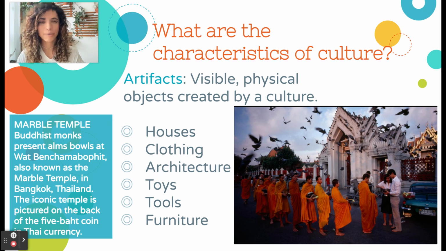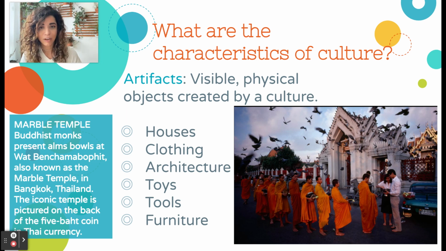So in this example that we see here, go ahead and take a look at this photo. This is the marble temple located in Thailand. And here we see Buddhist monks presenting alms bowls at this temple. So the bowls themselves, that is an artifact. Take a minute to look at it. What kind of artifacts do you see in this photo?